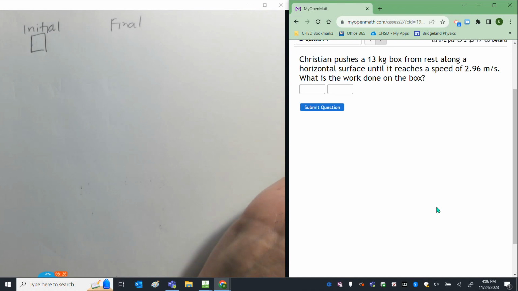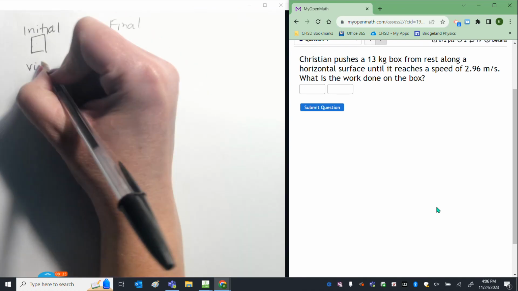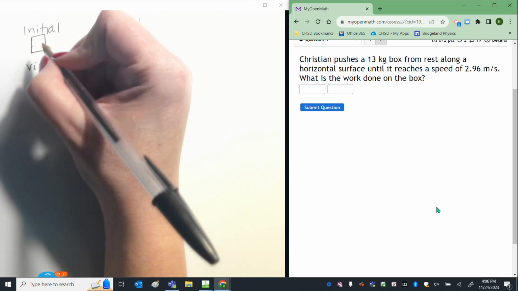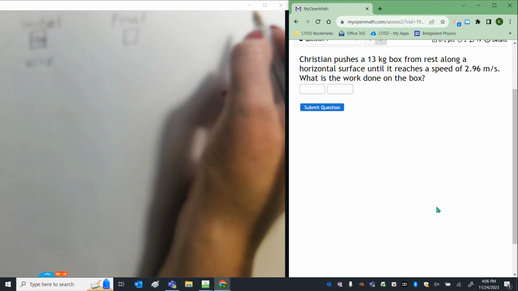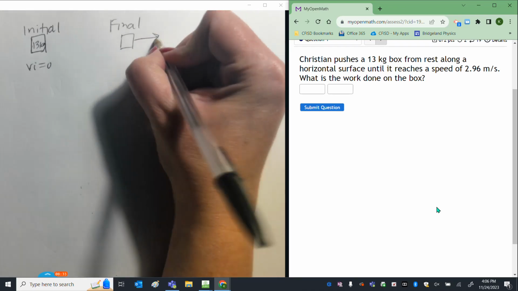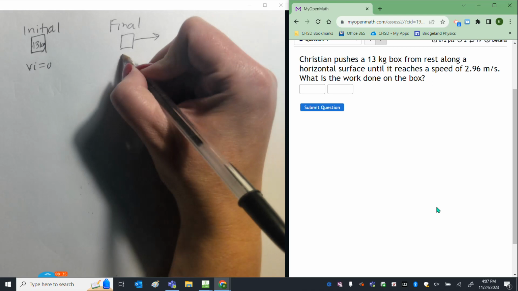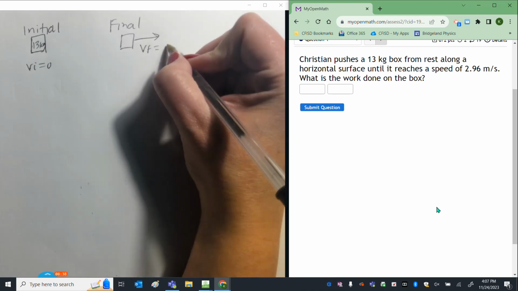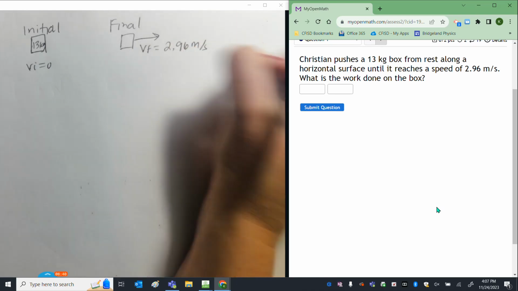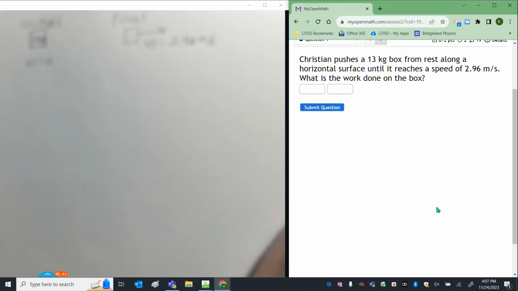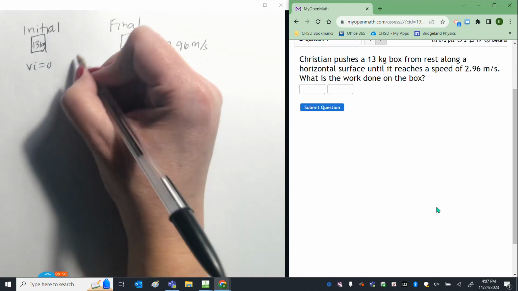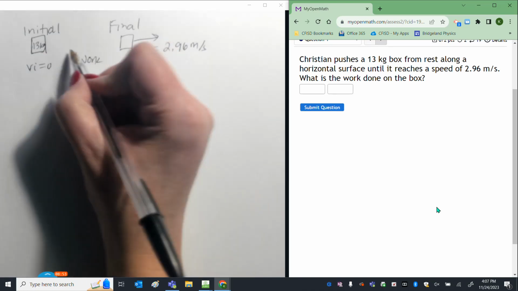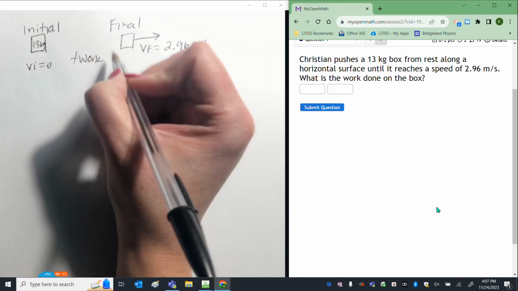Okay, initially this box is at rest. Its mass is 13 kilograms. That's not going to change. But at the end, this box now is moving, and it's now moving with a final velocity of 2.96 meters per second. And so obviously what happened here is we have work being done because Christian is pushing this box, so plus work. So this initial state plus work done gives us a final state.